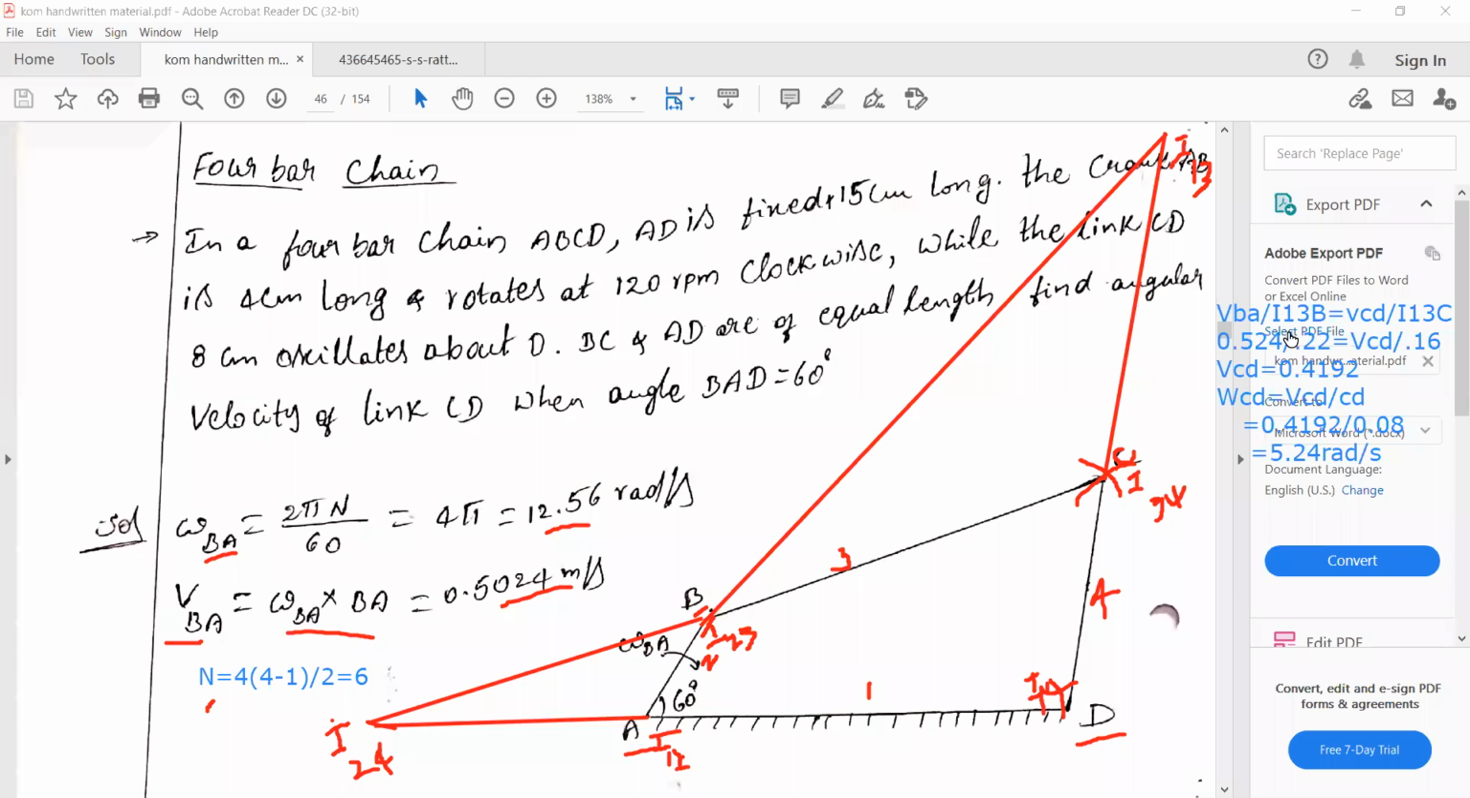Angular velocity of CD. In a similar way you have to identify the unknowns here. If you want to find the BC link next time, you may also follow the same procedure.